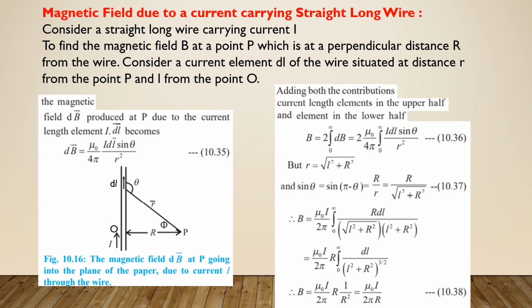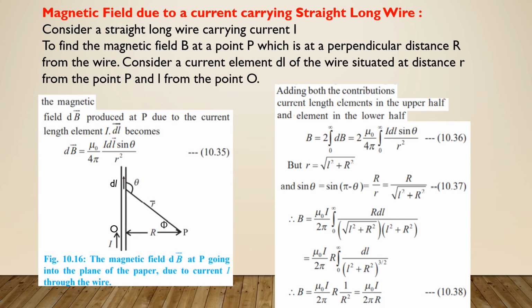Next, application of Biot-Savart law. To determine the magnetic field due to a current carrying infinitely long straight wire, we need to calculate the field B at point P, which is at a perpendicular distance R from the wire. Consider a current element dl of the wire situated at distance r from the point P and at distance l from the point O.